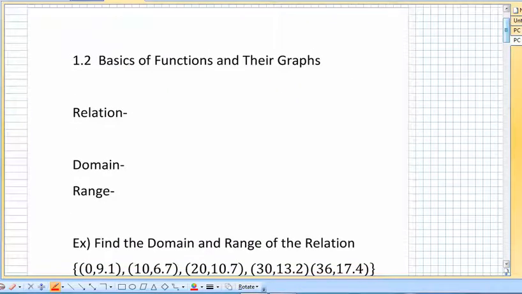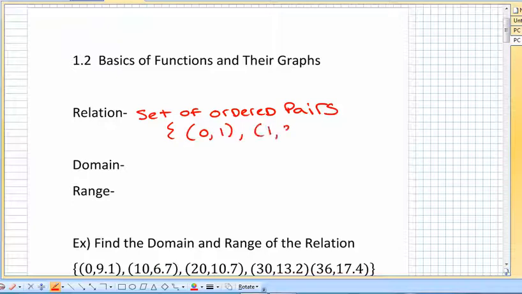Today, the first thing we'll talk about is what is a relation, and a relation is basically a set of ordered pairs. For example, if you just had a set of ordered pairs like (0, 1), (1, 3), (2, 4), (3, 6), that is a relation, just a group of ordered pairs.